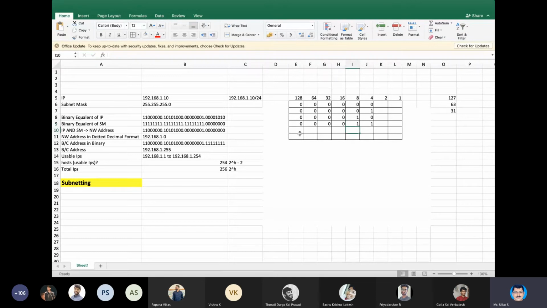Okay, this will keep going on till we reach, say, 1 1 1 1 1 1. Now, these 2 bits are reserved for host. We know that if the host bits are 0, that represents the network address.